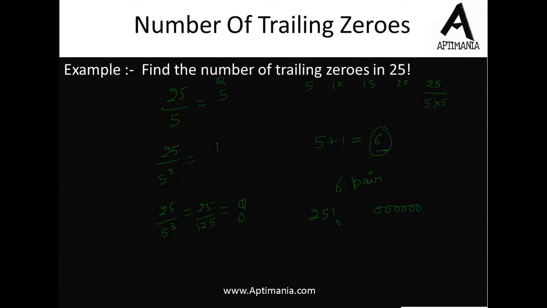Now let us move to the next part, 100 factorial. So we'll follow the same process. We'll divide this 100 by 5. We'll get 20. So there are 20 numbers which are 5, 10, 15, 20 and so on, which are multiples of 5 and have only 1 5 in them.